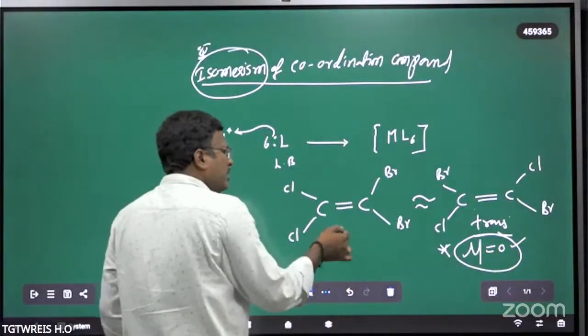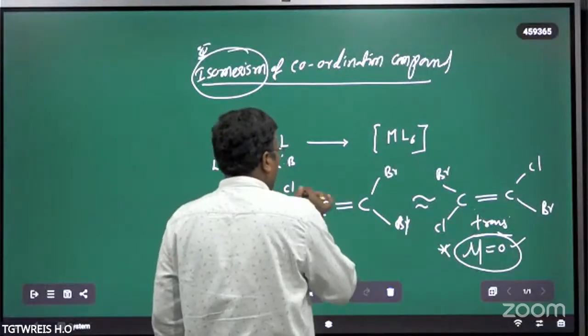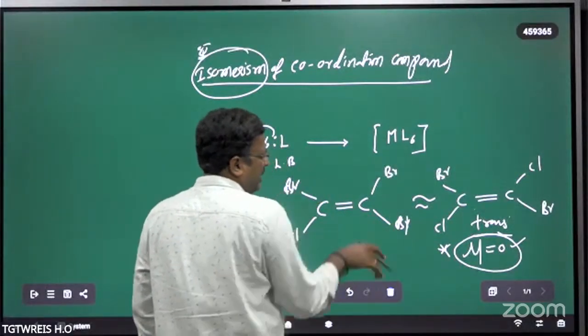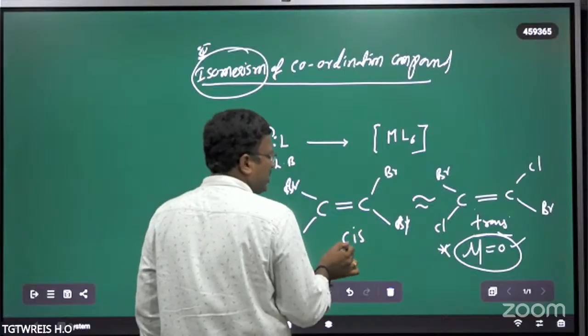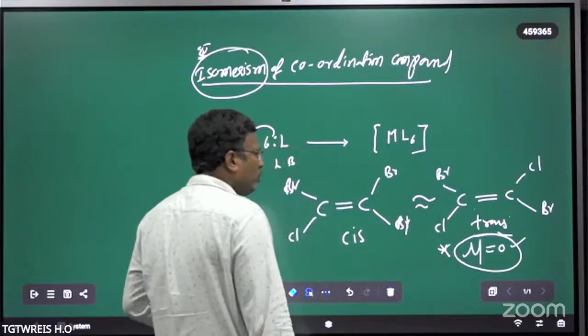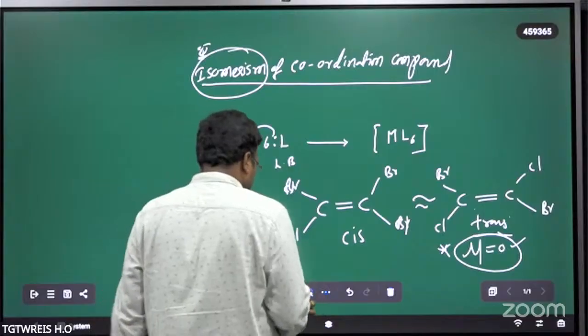It is one type. In case of the same side, for example, chlorine is there, bromine is there, bromine is there. So the same set is there. That is called the cis. So this is the cis isomer and the trans isomer. So what you will understand here is very, very important.